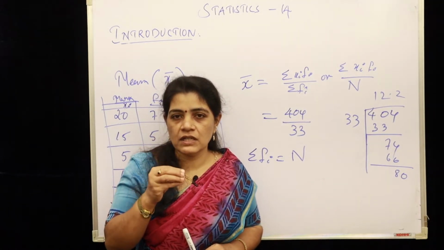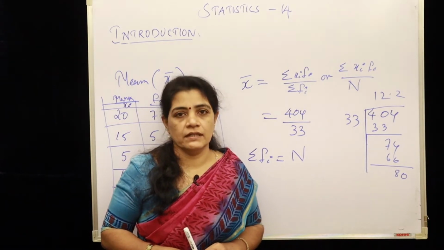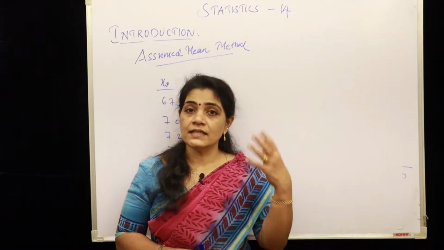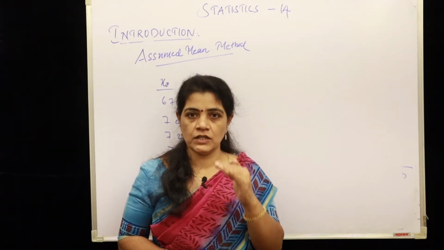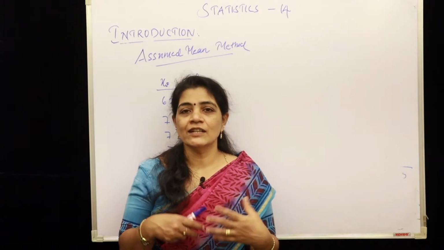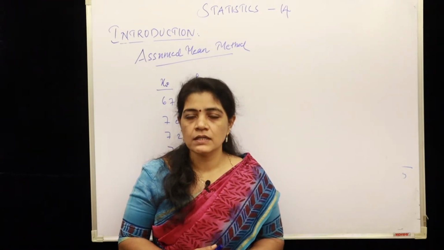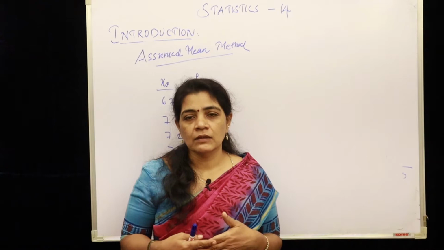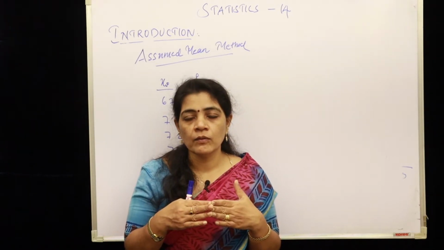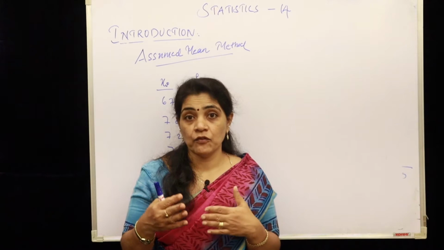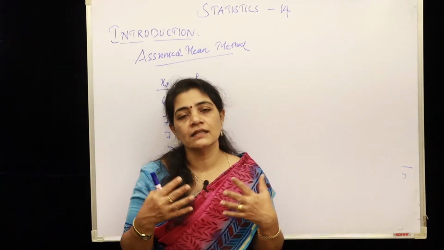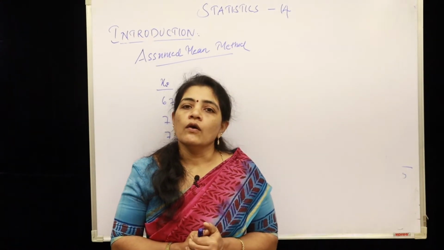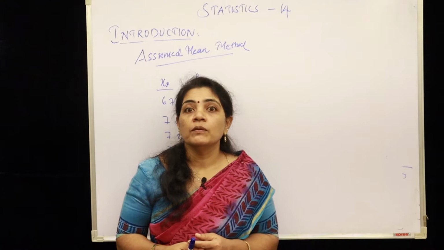If the observations are small numbers, this would be better. The second method is the assumed mean method. If the xis, the different observations, are large numbers, then finding the arithmetic mean by the direct method means we have to get the products, get the sum, and divide by the sum of the frequencies. If the values are big, it would be difficult.